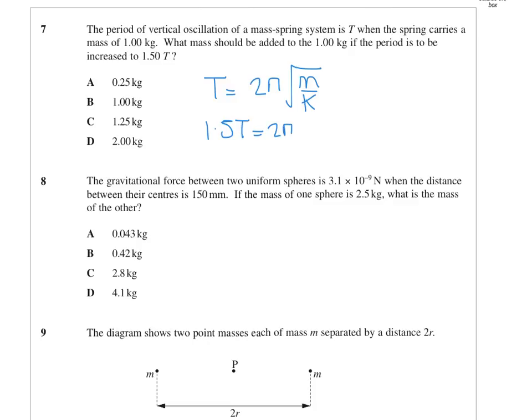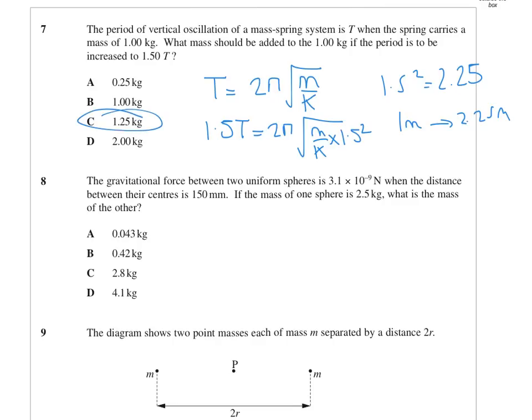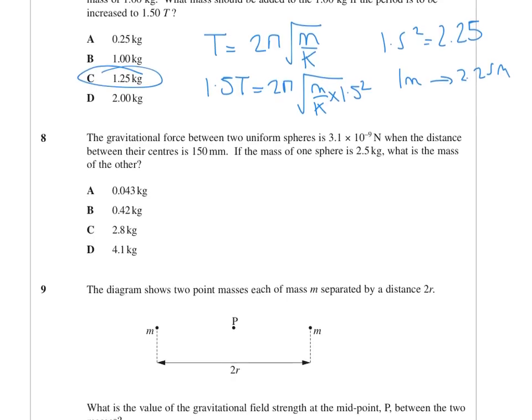Obviously it's not going to be the 2 pi that's multiplied, so it'd be 1.5 squared, and 1.5 squared equals, I think it's 2.25, but let's double check. Yeah, 2.25. So originally we had 1m, and now we've gone to 2.25 m, so we've added 1.25, and so we've got another answer C. Seems to be a bit of a pattern going on. I guess it prevents people doing guessing.